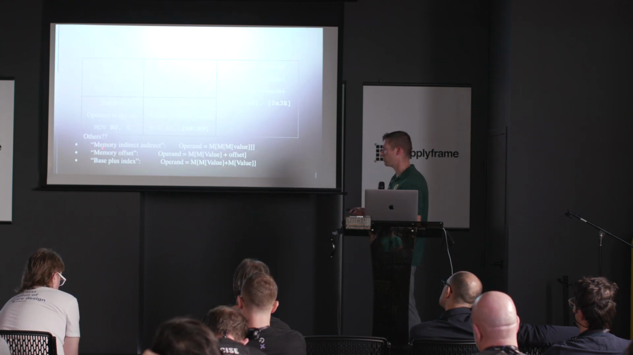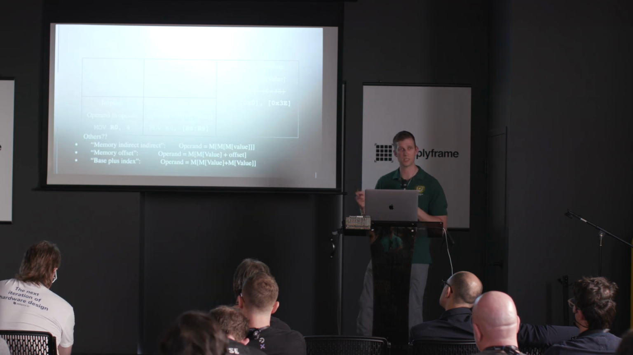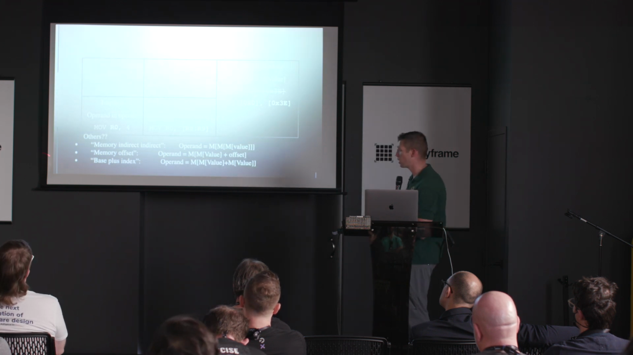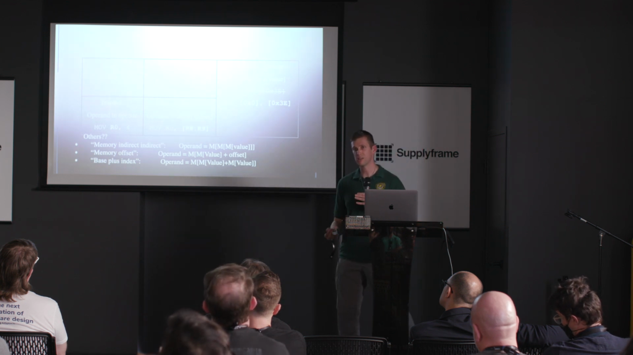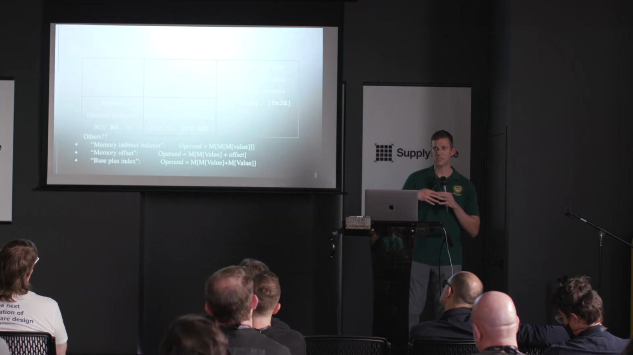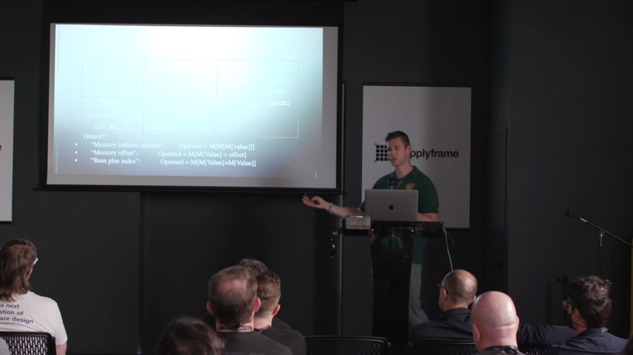We could have come up with another layer of indirection, a memory indirect instruction. We could have had a memory offset instruction where I specify where in memory I'm going to get my value, and then there's something in my instruction that adds a value to that, and that's the address where I get my memory.